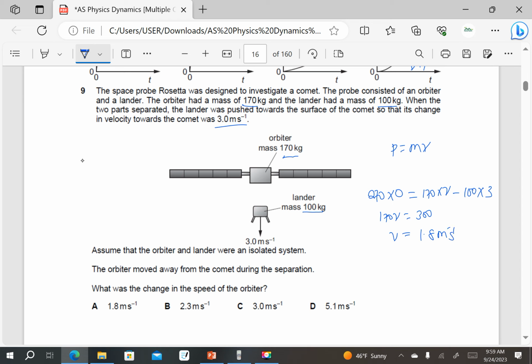So the question is, what was the change in the speed of the orbiter? Remember, of course, it was initially at rest, so its initial velocity was 0. Now its velocity is 1.8, so the change is automatically 1.8.